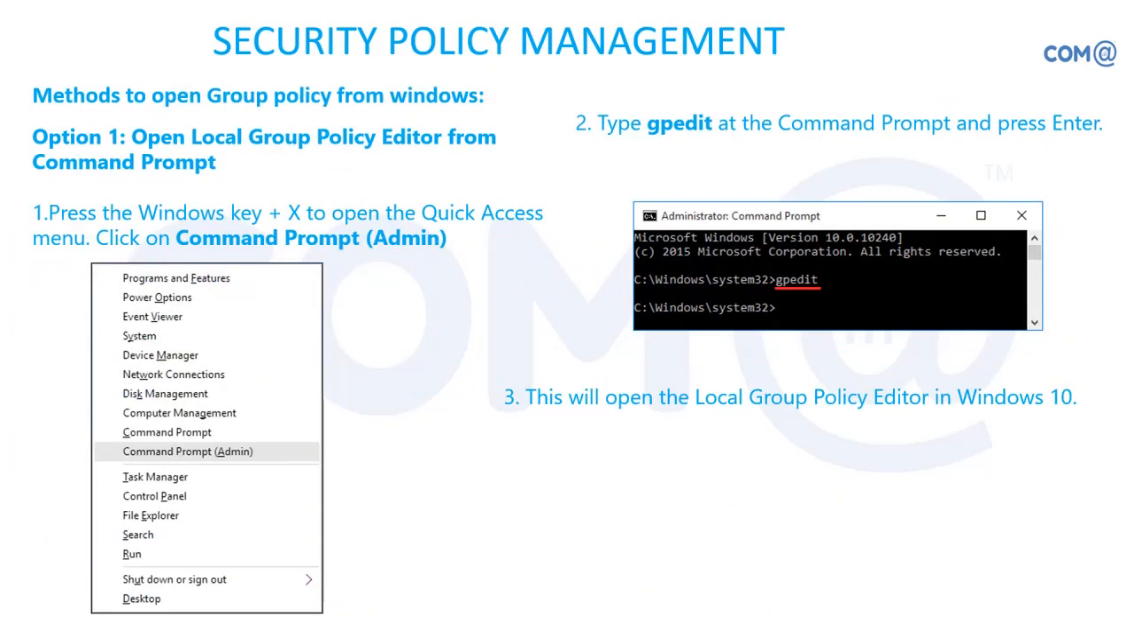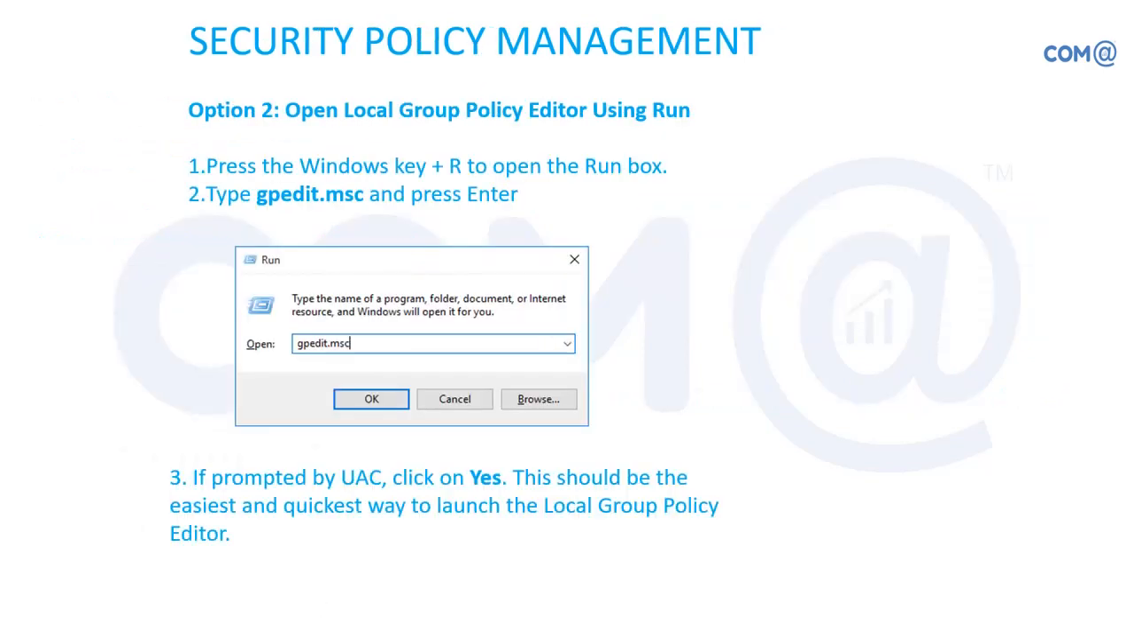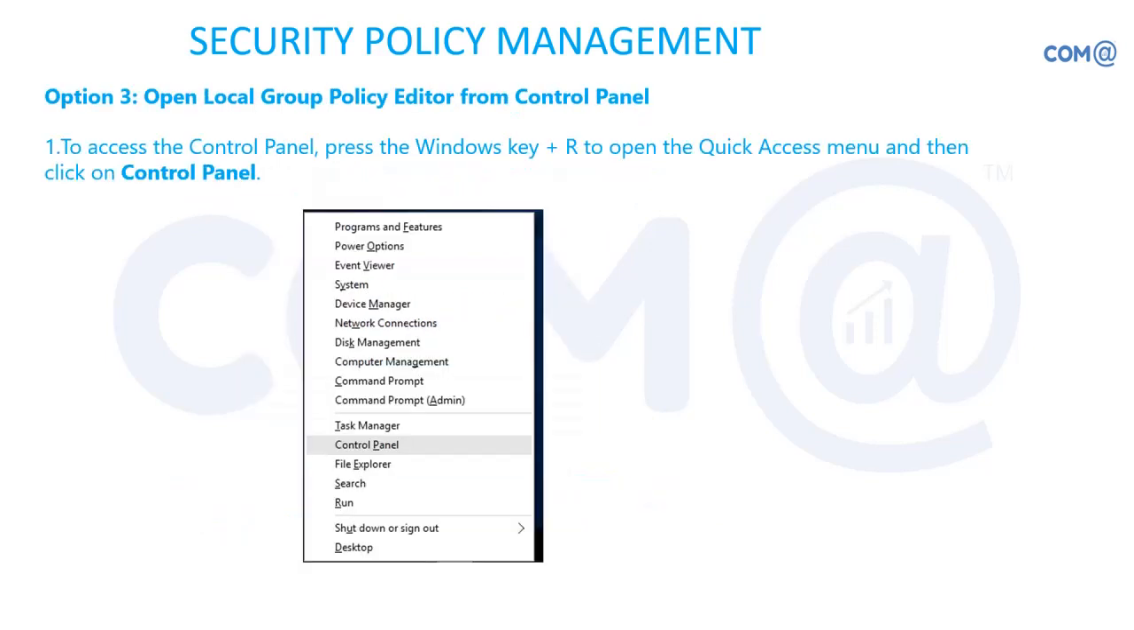So how can you open the group policy editor? Press Windows key and X. You'll get the menu from the start menu. So open the command prompt and type gpedit. So we should get the local group policy editor open. The second option is to go to Run with Windows key plus R, type gpedit.msc, and you'll be prompted for a UAC. UAC means User Account Control. You have to accept it and then you can proceed. So this will open the console.